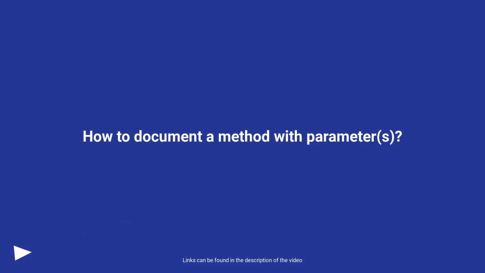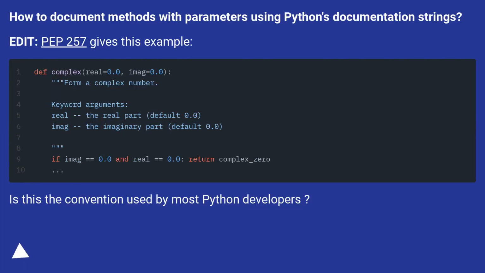How to document a method with parameters. How to document methods with parameters using Python's documentation strings. Edit. PEP 257 gives this example.